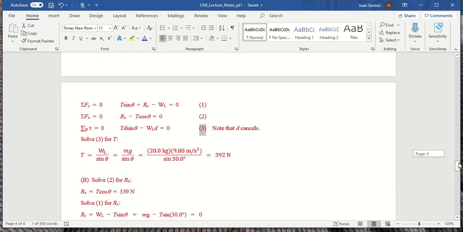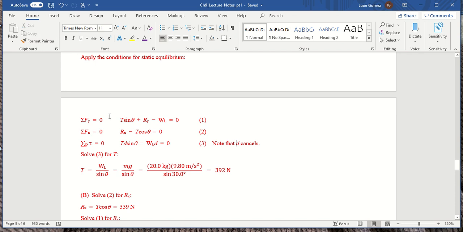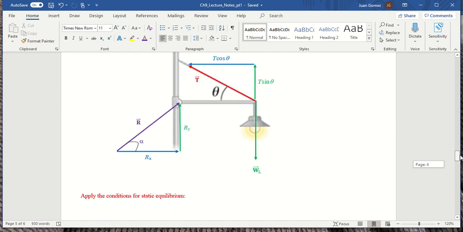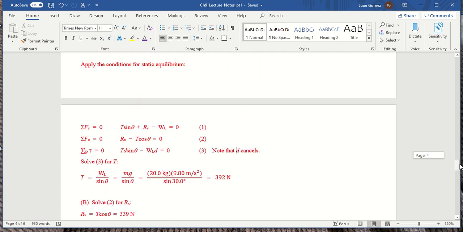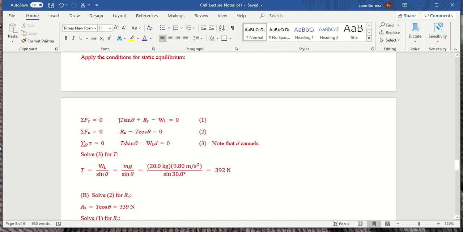Okay, well let's take the first condition. Sum of the forces in the y direction equals 0. Well, a good figure saves you a lot of trouble. Notice T sine theta positive, Ry positive, WL negative. Remember, it's the y direction. Let's add them up and set them equal to 0. T sine theta plus Ry minus WL equals 0. That's my equation 1.